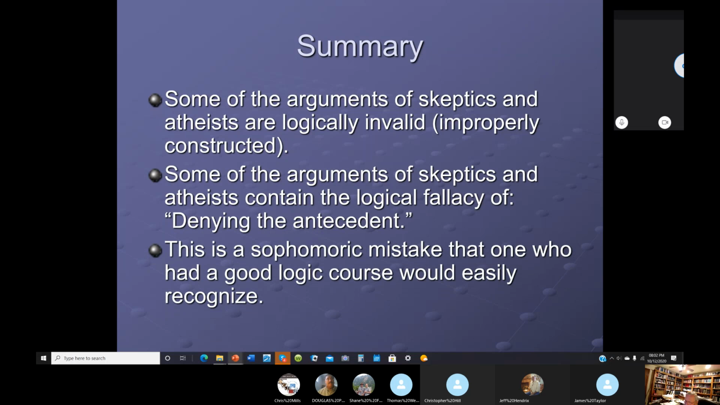I think it's a sophomoric mistake that one who has a good logic course could easily recognize. And when the fellows make those arguments, it shows that they really don't know how to reason. I sat in a doctoral level philosophy of education class. There were about 60 people in the class. And I've had several courses in logic.